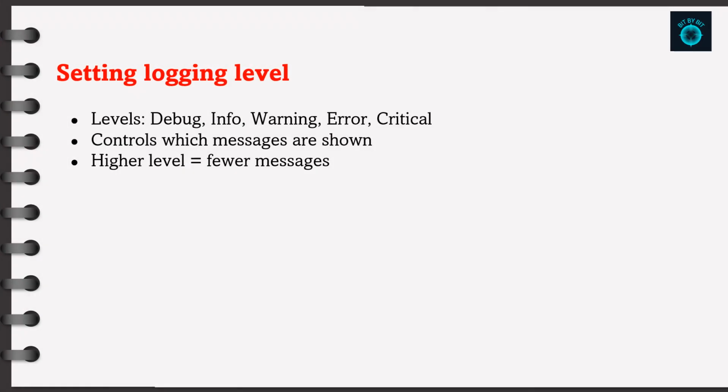Setting logging level. Log levels control which messages are shown. The most common levels are debug, info, warning, error, and critical. By default, only warnings and above are displayed. If you set the level to debug, you will see everything. If you set it to error, you will only see errors and critical issues. This helps filter the output for different environments, such as development or production.